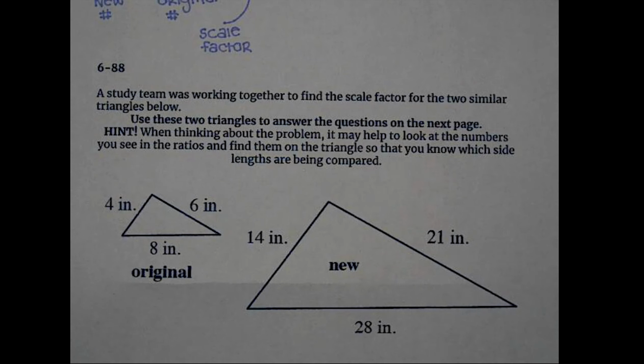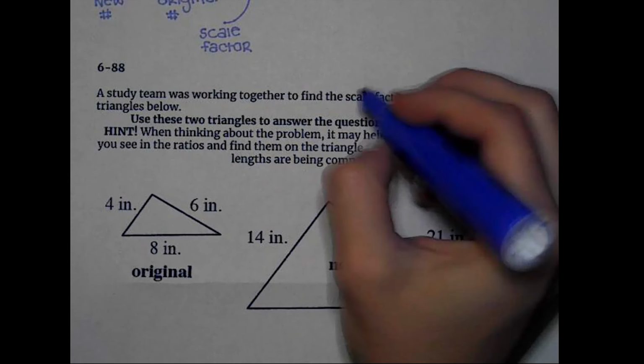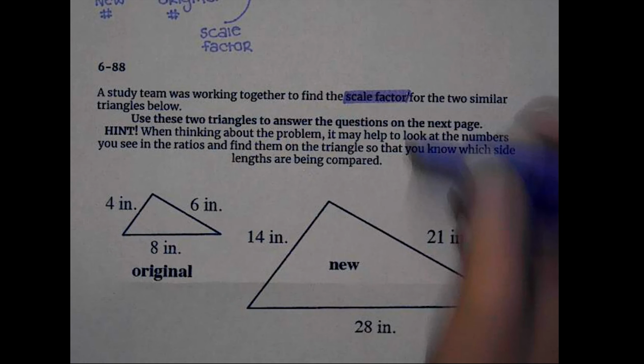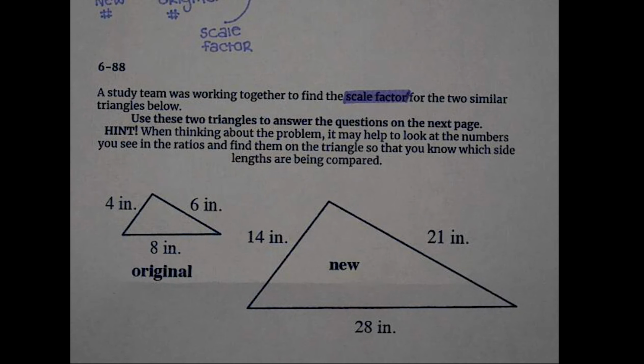All right, I'm going to introduce the next problem, but I'm also going to let you know that this problem has a series of analysis questions on it. So I want to make sure that you are paying attention so that you know how to answer the analysis questions. A study team was working together to find the scale factor for the two similar triangles below. Use these two triangles to answer the questions on the next page. Hint: when thinking about the problem, it may help to look at the numbers you see in the ratios and find them on the triangle so you know which lengths are being compared. And I'll show you what I mean by that.